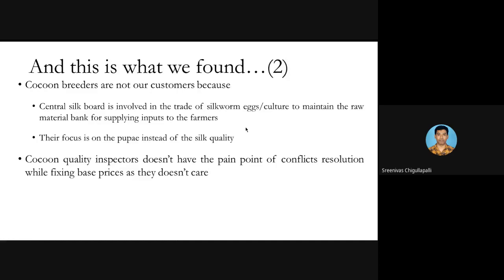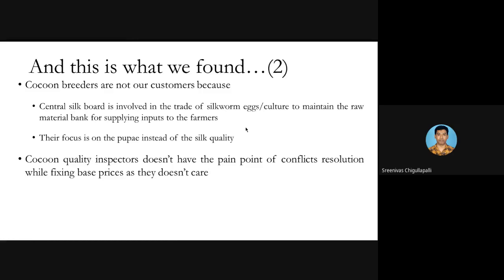Their main focus is on the pupae, not the silk quality. In fact, cocoon breeders are very much interested in the pupae, not in the silk. So cocoon breeders are also not interested in sorting and grading, because the silk quality which you get is a kind of phenotypic trait. I mean, it's actually visible to your eye. But in fact, if you look at the quality inside, there may also be some defects. So that is not their interest.